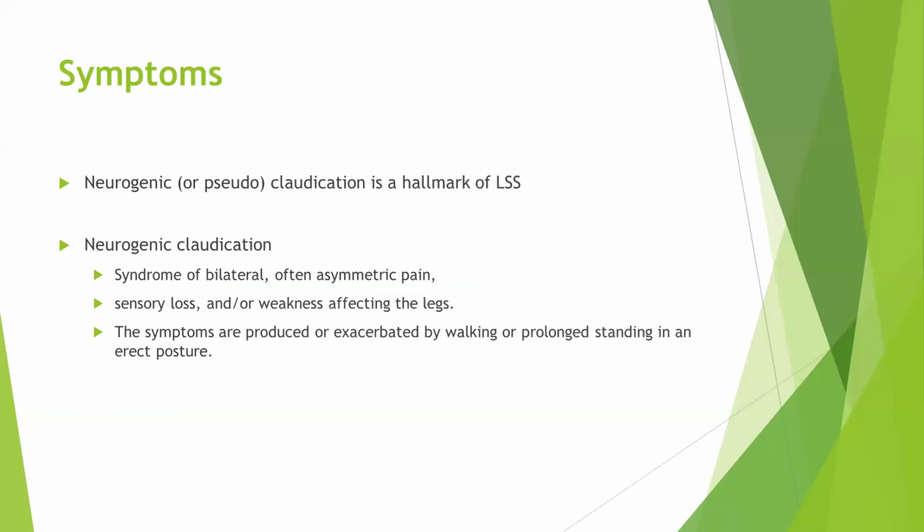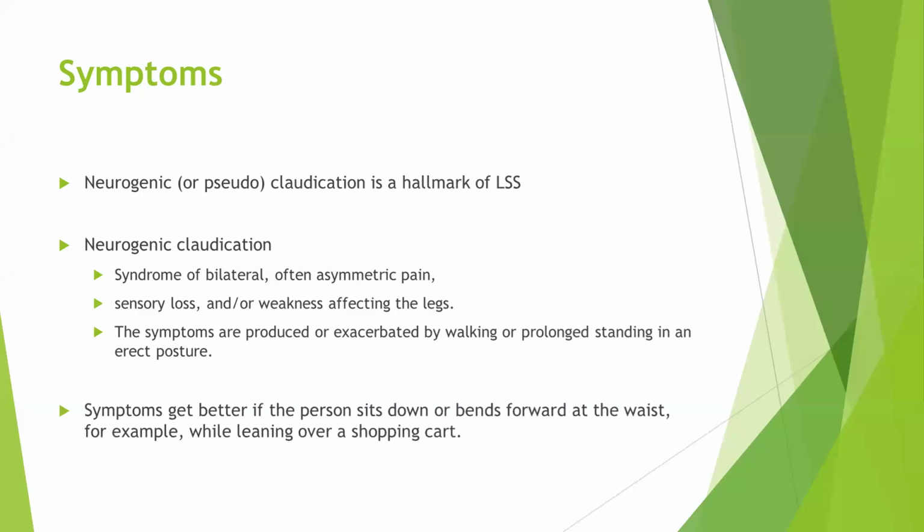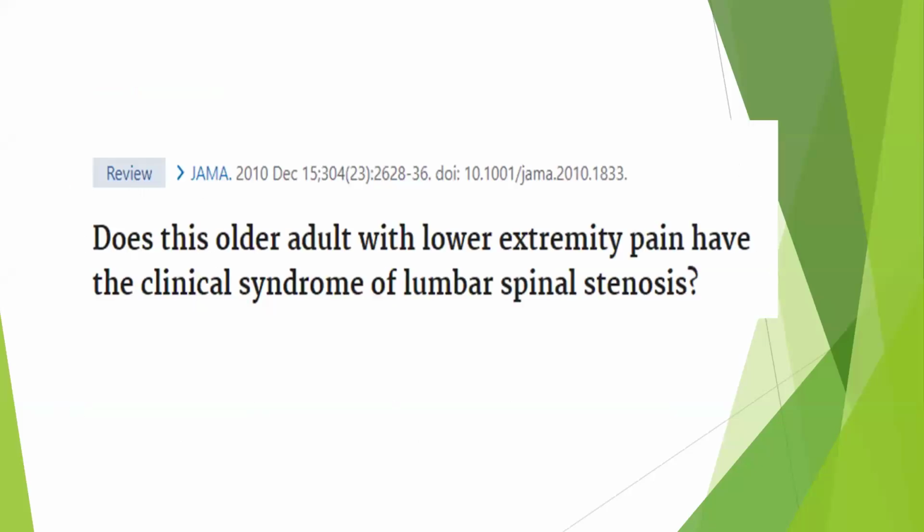What is neurogenic claudication? It's a syndrome of bilateral and often asymmetric pain. There is a combination of sensory loss and weakness affecting the legs, and the symptoms are almost always exacerbated by walking or prolonged standing in an erect posture. So this is the classical clinical hallmark of spinal stenosis. And the important feature is that the symptoms get better if the person sits down or bends forward at the waist, or while leaning over a shopping cart, or while cycling if they bend forward. So this is another hallmark of neurogenic claudication or pain related to spinal stenosis.